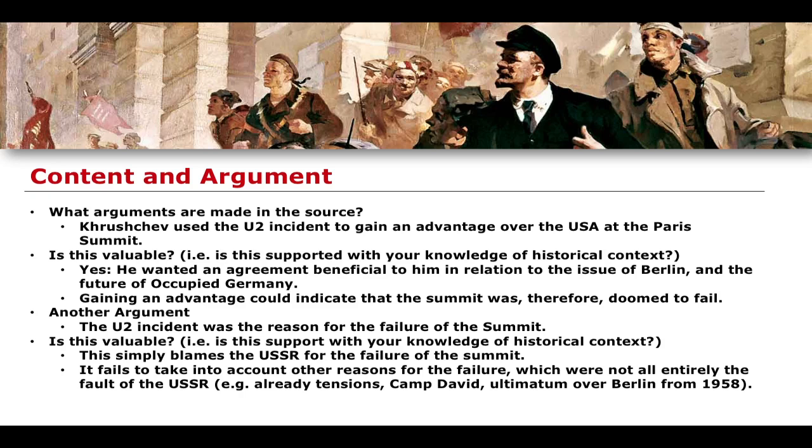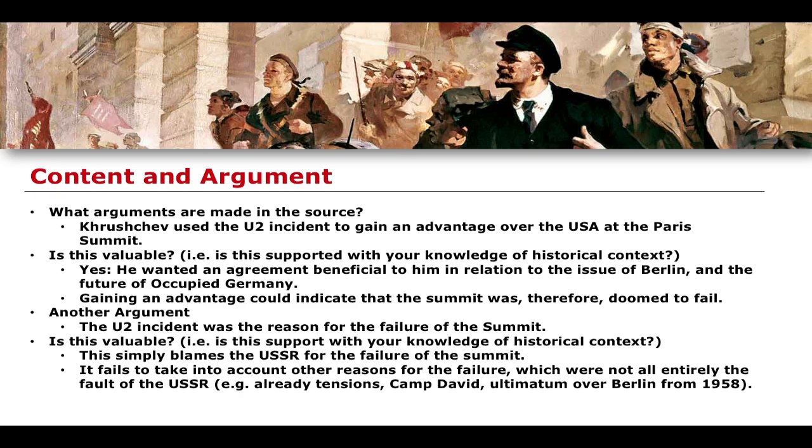Not all of which were entirely the fault of the USSR. There were already tensions going on: the ultimatum over Berlin in 1958, the fact that the Cold War was really coming up to its peak in the 1960s. You have things like the Cuban Missile Crisis that will eventually take place. You have things relating to the failure at Camp David and various elements relating to it there. So all of these kinds of things indicate that to blame the failure of the summit entirely on the U2 incident, and therefore entirely on the USSR, is probably not as valuable, because it lacks other elements of historical context.